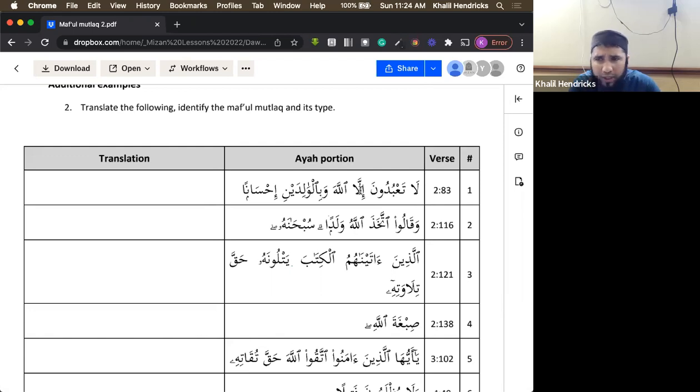Is that now khabar muqaddam? No, it's not a khabar muqaddam. There's no khabar in the sentence. It is something, it's a parenthesis connected to an omitted verb. Ihsanan, it's a maf'ul mutlaq. For what? For a verb that is omitted. So there's no mubtada, there's no khabar in this. So it's actually a jumla fi'aliyya that centers around an omitted verb.